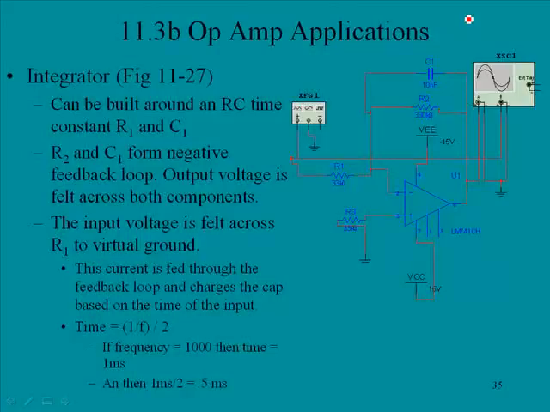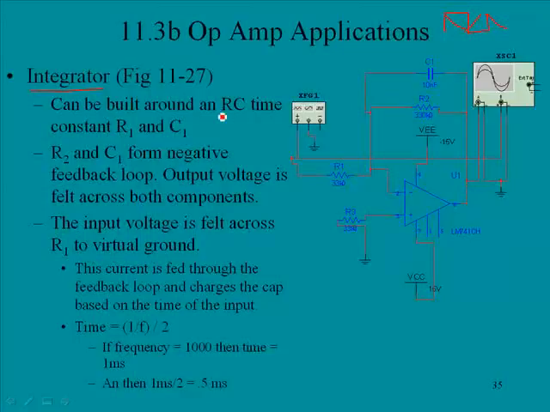Continuing on 11.3, we're looking at op-amp applications, and the next one we're going to look at is called the integrator. An integrator is a circuit that, among other things, you can use if you have, for example, a square wave coming in, you can get a shape that's almost rectangular coming out of it, and that's the kind of circuit that we're going to be looking at here.